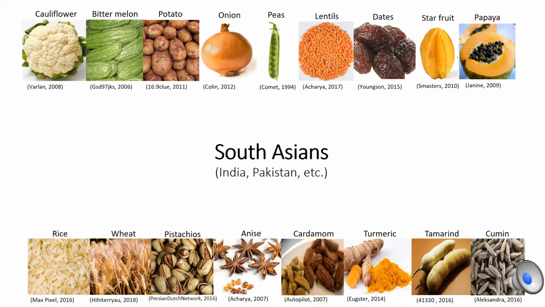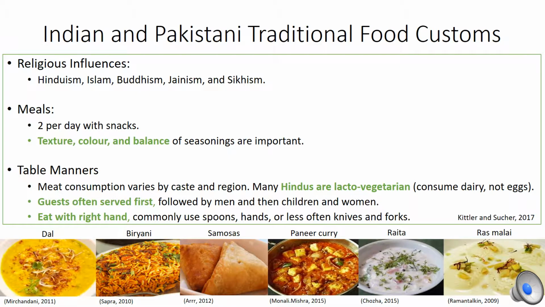Now we have some foods from South Asia. Indian and Pakistani traditional food customs have religious influences of Hinduism, Islam, Buddhism, Jainism, and Sikhism. Meals are offered twice a day with snacks. Texture, color, and balance of seasonings are important.